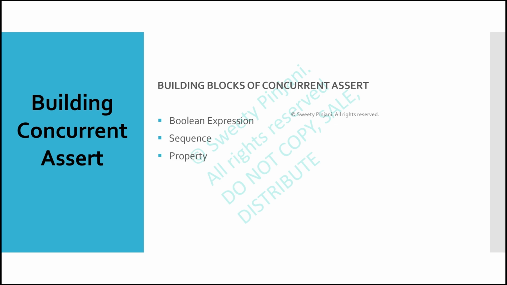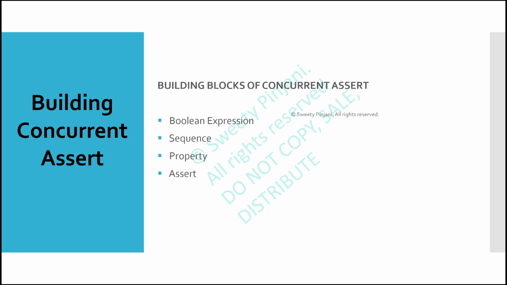The third building block of your concurrent assertion is going to be a property. This property can consist of multiple sequences. And then there are certain operators which we use in the concurrent assertion, for example, the implication operator. We are going to see that implication operator in detail, what it is and how it evaluates. For now, just remember that a property can consist of multiple sequences and it will consist of operators in assertion like the implication operator. Then you have the assert.